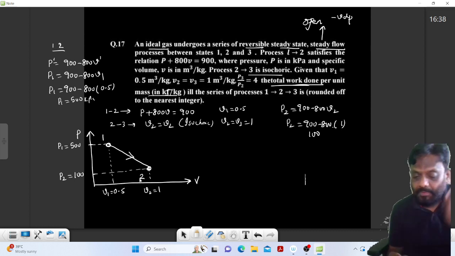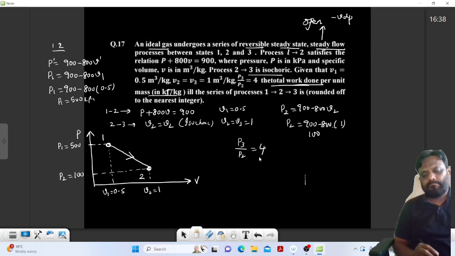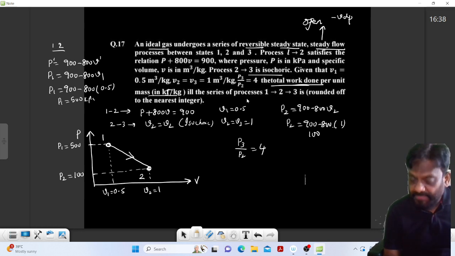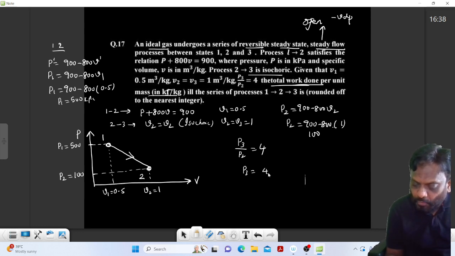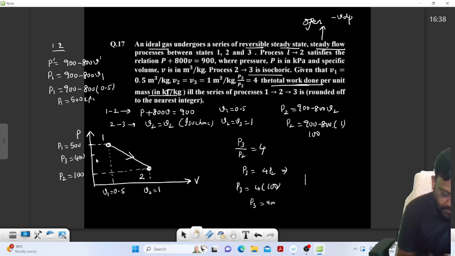And what is 2 to 3? Constant volume. And please look, P3 by P2 is equal to 4, which is given. So what will be P3? P3 is equal to 4 times P2, and P2 is already known as 100. So P3 is equal to 400. But what is the volume? Look, at 3 the volume is the same. It is a constant volume, so V2 is equal to V3, which is 1. So this is the process.